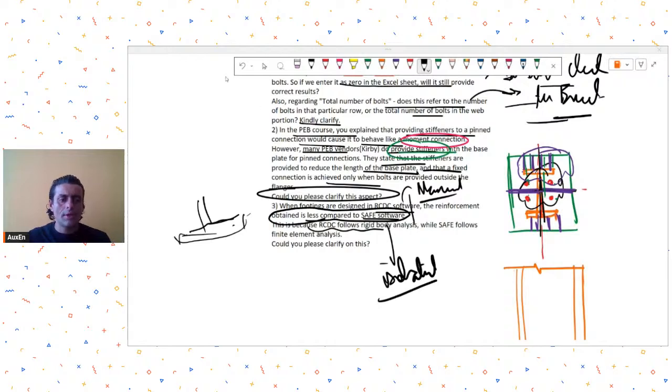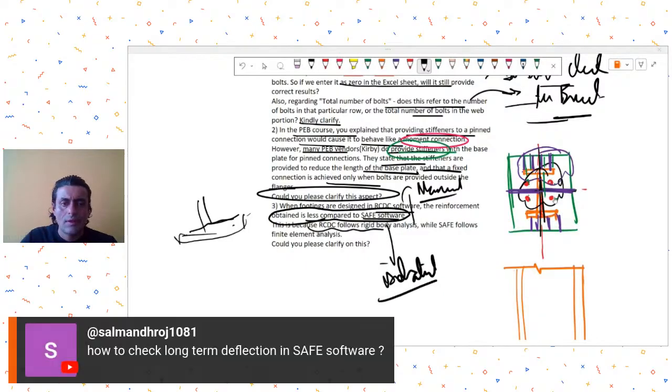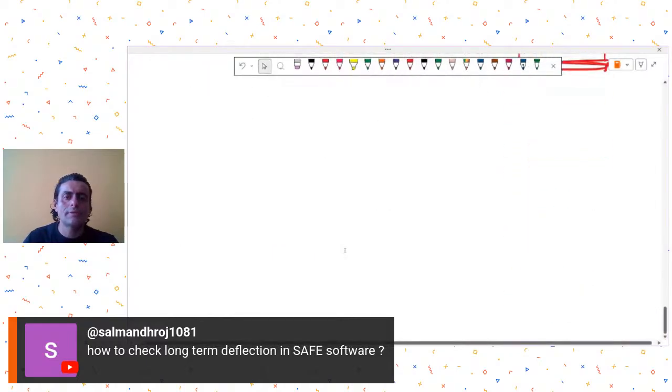Now we will take up the queries from the live audience. So Mr. Salman is asking how to check long-term deflection in SAFE software. So that's a long answer which I cannot explain manually without any software help. I will not be able to explain this.